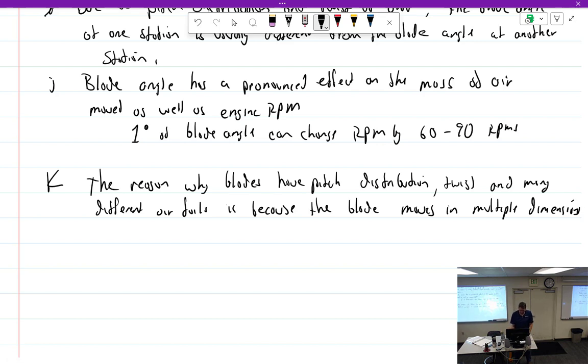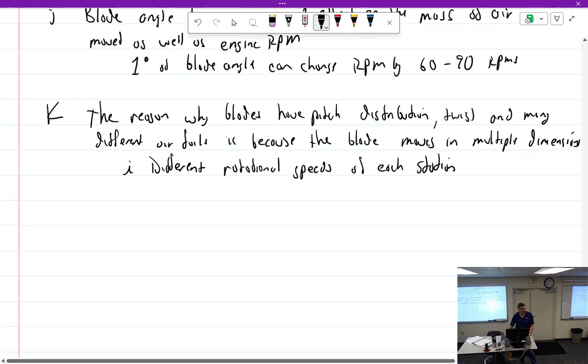All right, let's see. Many different planes. Okay, what are my different planes? Different rotational speeds of each station. Can I just say different RPM at each station? Same rotation. There's the same revolutions per minute at every station.